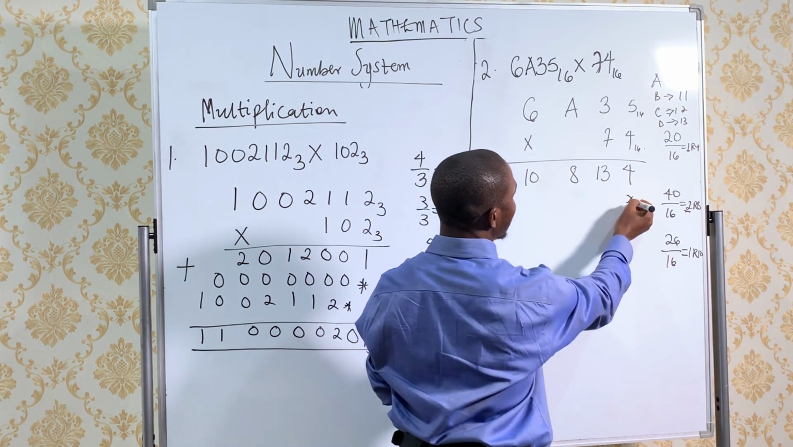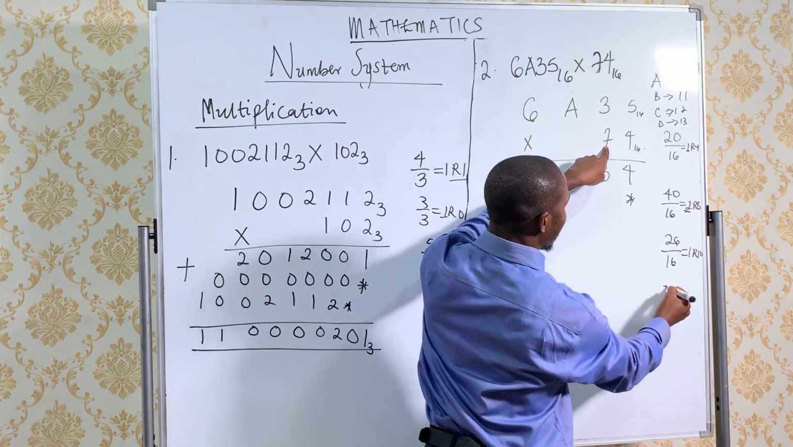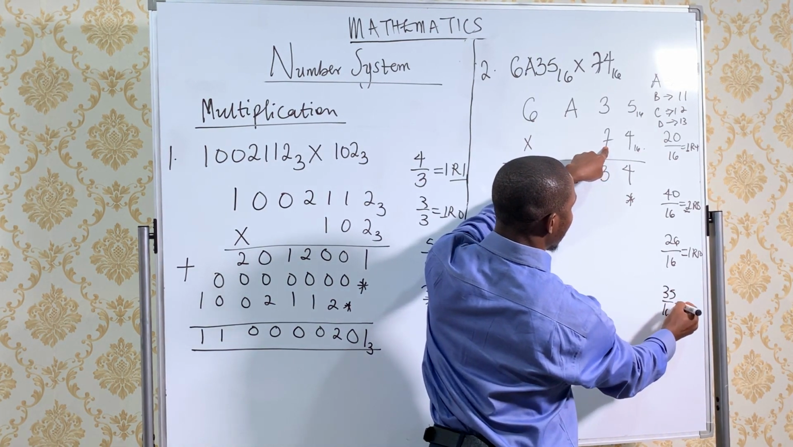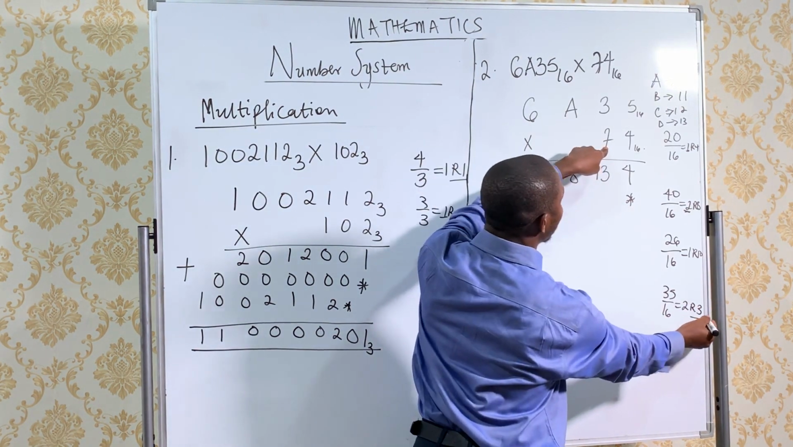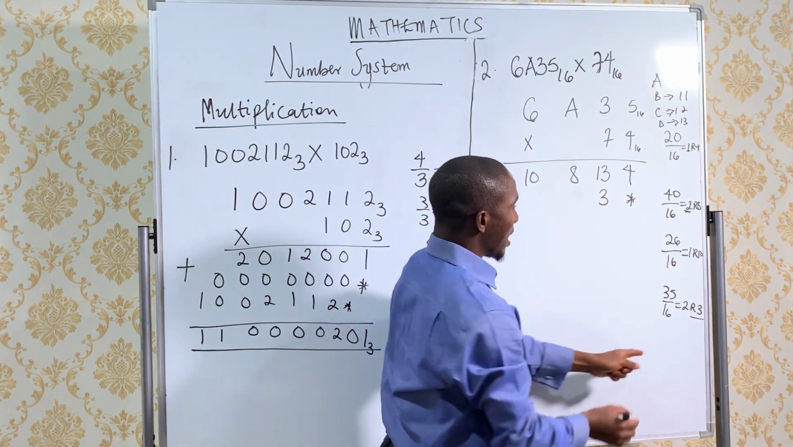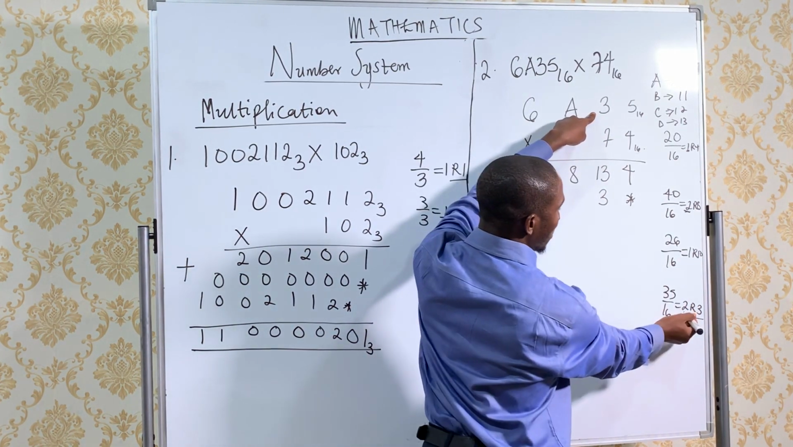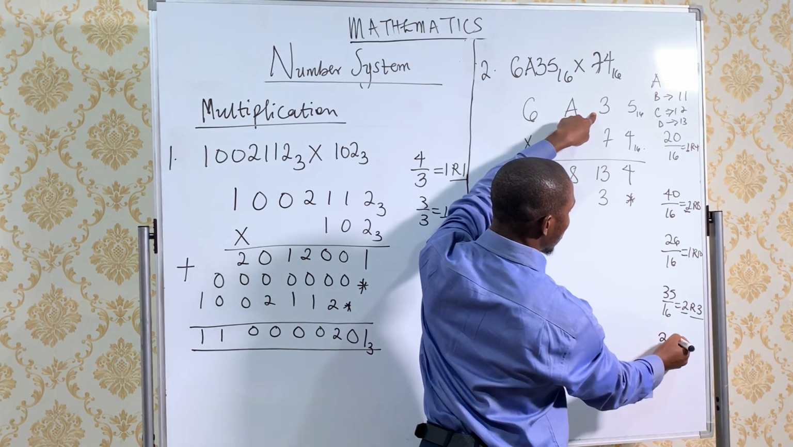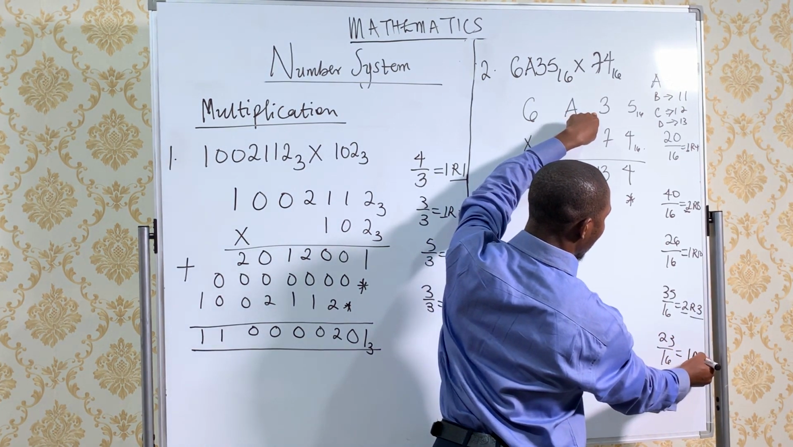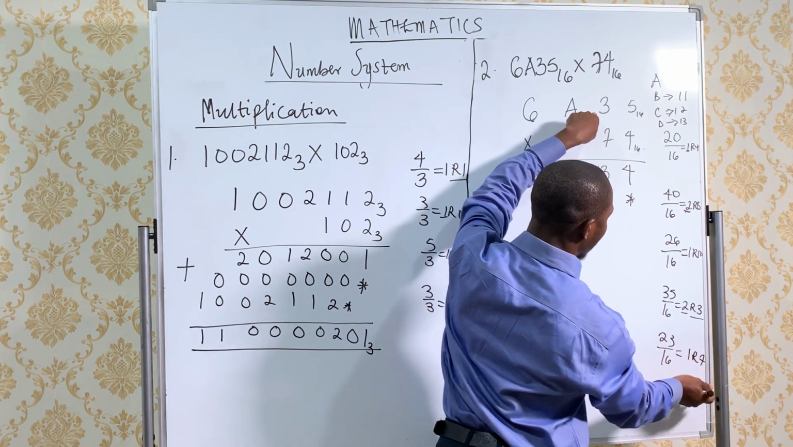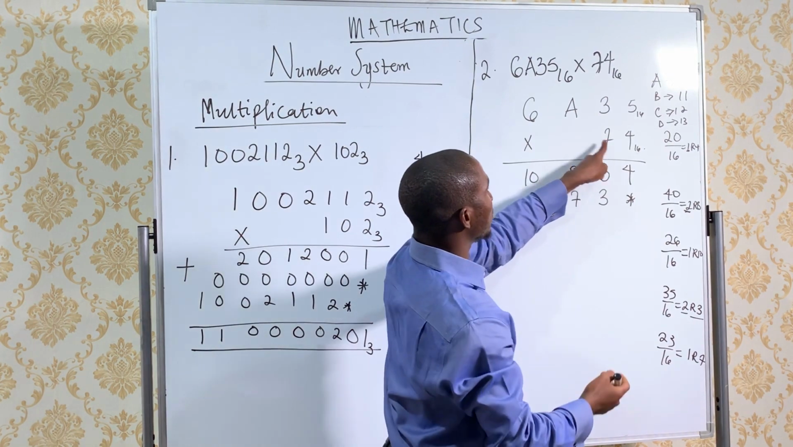Let's continue. Now let's multiply 7. 7 times 5 is 35. 35 in base 16, that is 2, remainder 3. So you put down the remainder, which is 3, and you carry the 2 to the next number. 7 times 3 is 21, plus this 2, 23. So 23 divided by 16, that will be 1, remainder 7. So you put down 7, you transfer 1 to the next number, which is 7.